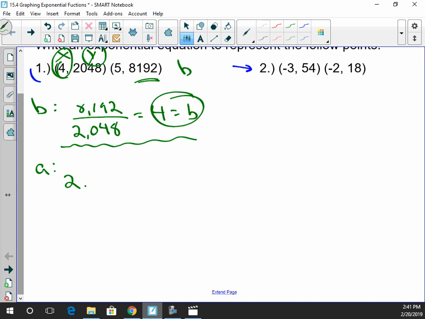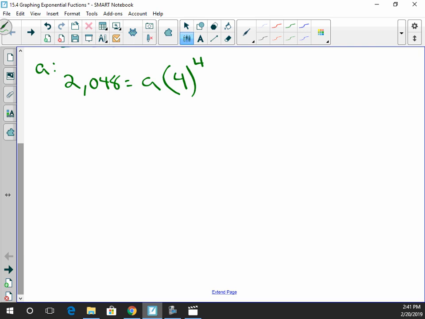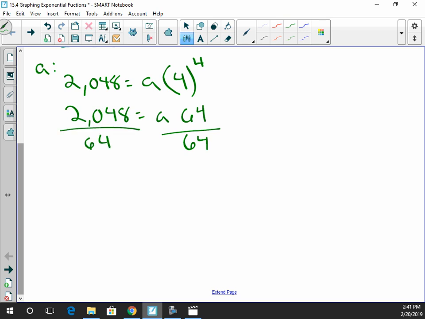It's then 2048 is equal to a, which I don't know and am trying to solve for, times 4, which is the b value that I just got, to the x value, which we're going to use 4 for as well. And now I start solving this for a. Well, 4 to the 4th power is 64. So I get 2048 is equal to a times 64. And when I divide both sides by 64, I end up with an a value. On the left-hand side, I end up with 8. And over here, I get a.